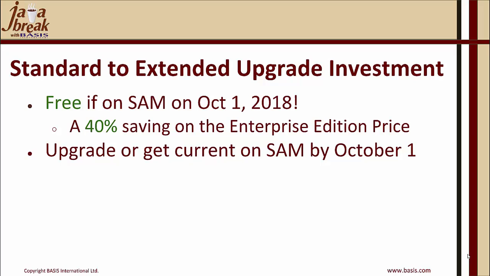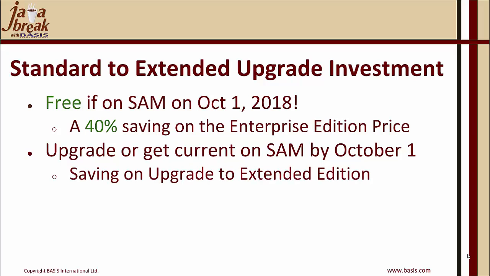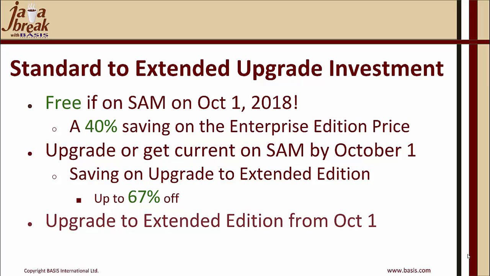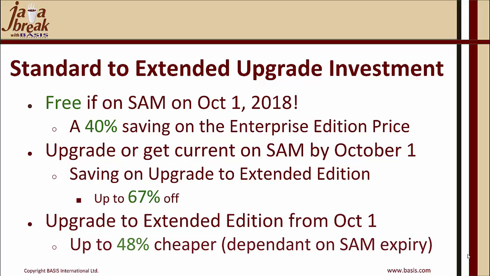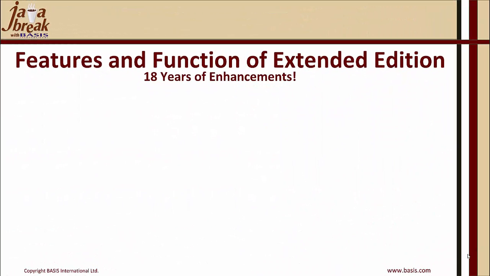If you upgrade or get current on SAM by October 1st, you'll have a savings on the upgrade to Extended Edition of up to 67% off of the regular price as it is today. From October 1, if you upgrade to the Extended Edition, you'll still get a discount of up to 48%, depending upon when your SAM expires on your Standard Edition.